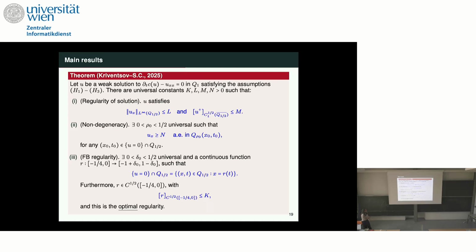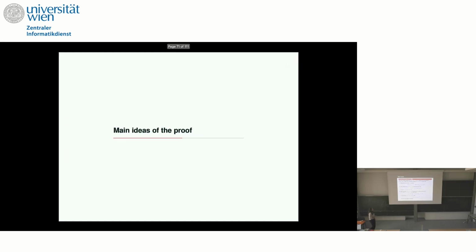Okay, in the time that I have left, I wanted to discuss some ideas of the proof, and I know it's the last talk of the day and you might be a little bit tired, so it's mostly going to be some pictures and a few details.